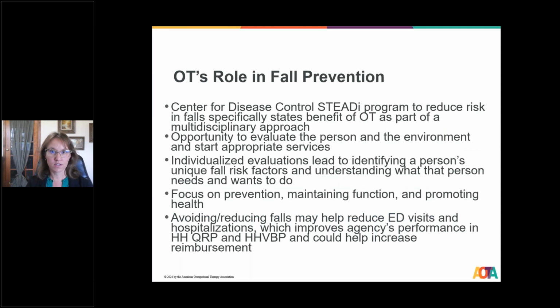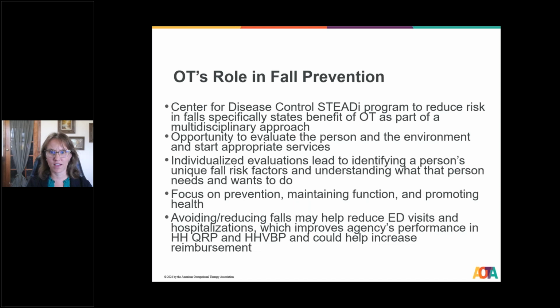So with that, there's been a lot of focus within my agency. I was actually part of a performance improvement project, and we decided to utilize the STEADY protocol provided by the Centers for Disease Control. Within that protocol, the CDC even specifically stated OT as a valid part of the multidisciplinary approach to reduce falls. In the home health setting especially, it gives us the opportunity to evaluate the person and the environment and start the appropriate services or modifications they need.